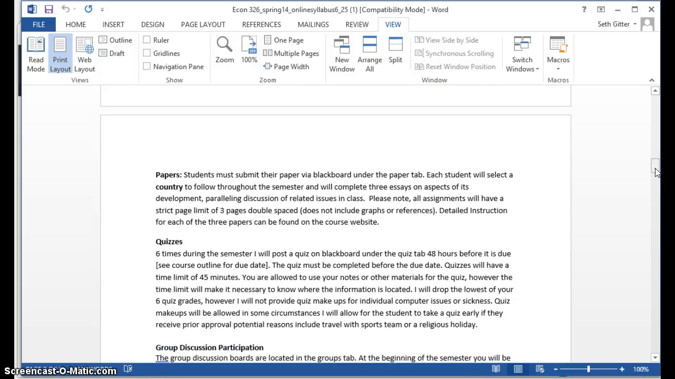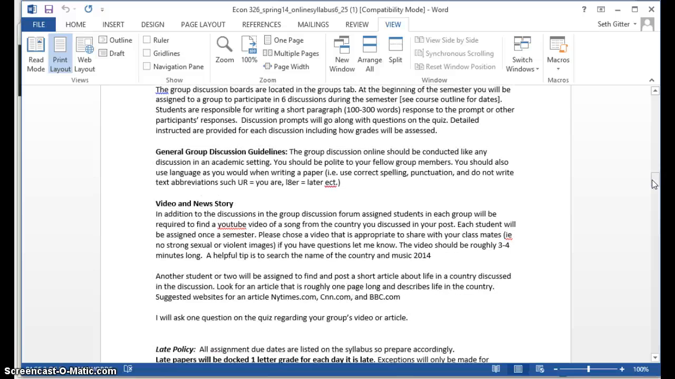The paper assignments are already posted. The interesting thing about the papers in this class is that they're only 3 pages long, and the difficult thing is going to be keeping all of your answers to 3 pages. Again, graphs and references are not going to count. I'll talk a little bit more about that as the next paper comes by.